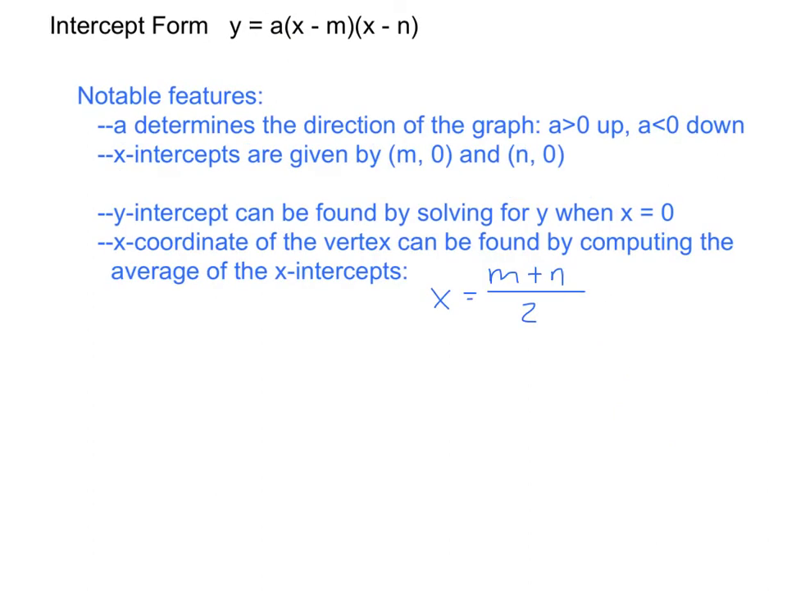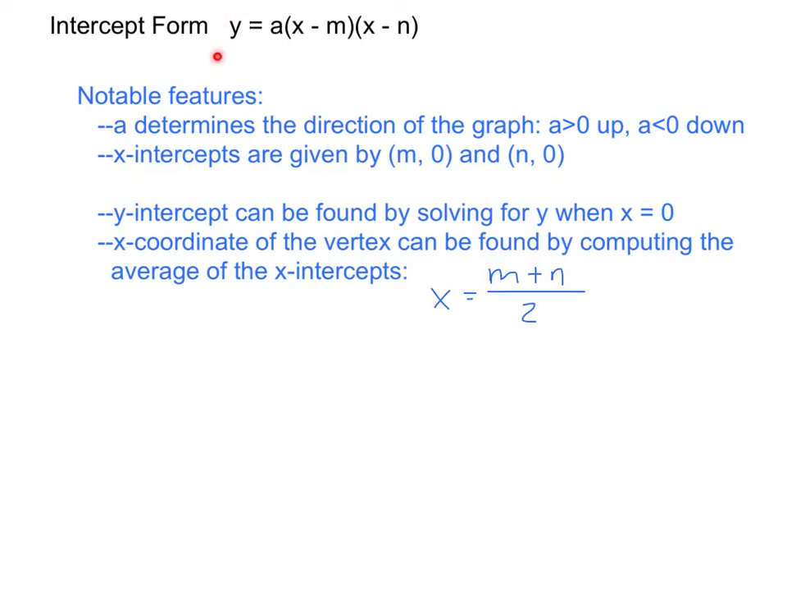Last to the party is intercept form. Intercept form is effectively what happens when you take standard form and factor it, right? So for the notable features of this one, I don't even want to mention the top one because I've already said it two times before: a determines the direction of the graph. This a is the exact same a that we used in vertex form and standard form. There's a reason I left it a throughout, because it doesn't matter what form you're in, that a is always going to be the same value.